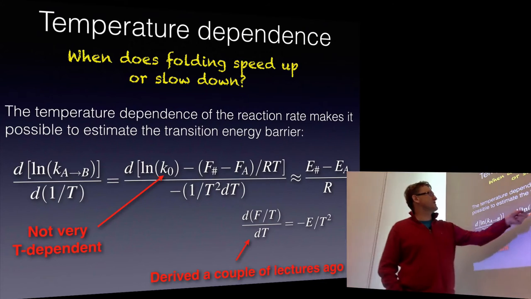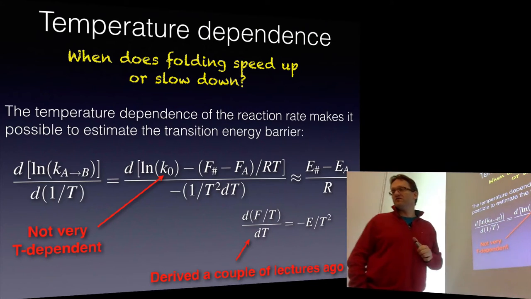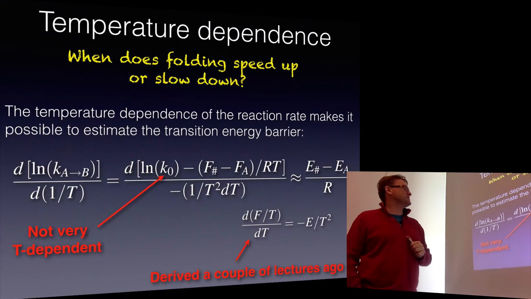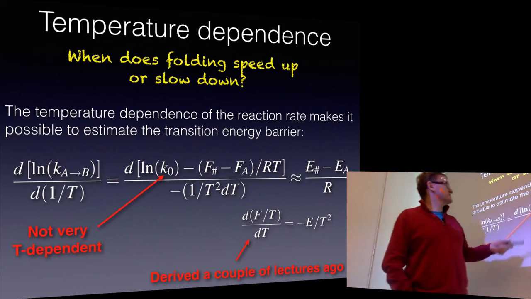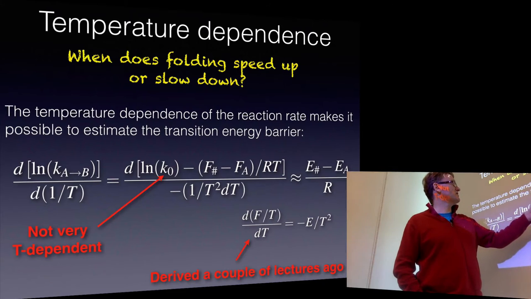The first approximation, this constant doesn't really depend a whole lot on temperature. If you don't trust me there, go and look up what Arrhenius wrote some 100 years ago, for which he got the Nobel Prize. And then you get these really complicated expressions. So what is the derivative of these free energies with respect to temperature and everything?